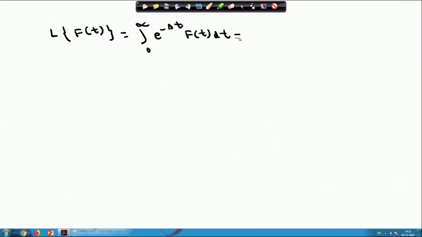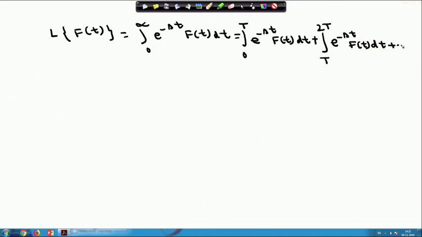Since it is a periodic function of period T, the integral from 0 to infinity I can break into subintervals: 0 to T, T to 2T, and so on. So, the integral from 0 to T of e^(-st) f(t) dt, plus the integral from T to 2T of e^(-st) f(t) dt, plus like this I will continue up to the nth term, and so on to infinity.